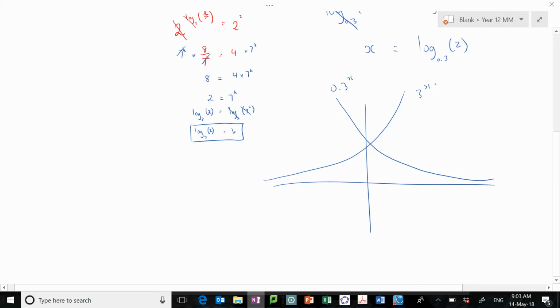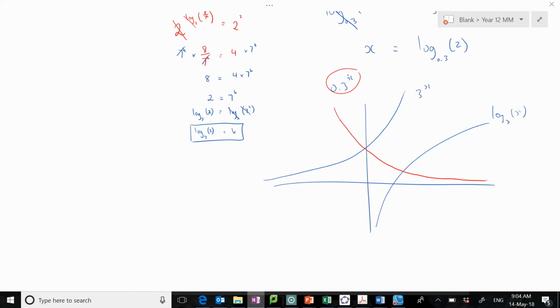So how does this affect your log? See, if your log is normally this way, then how does the 0.3 change the graph? What does the graph look like now? So I draw, this is what your log base 3 of x will look like. Then, and I'll do in red, if this is exponential for 0.3 of x, then what does log base 0.3 look like? Would it be a reflection of that in the x-axis?